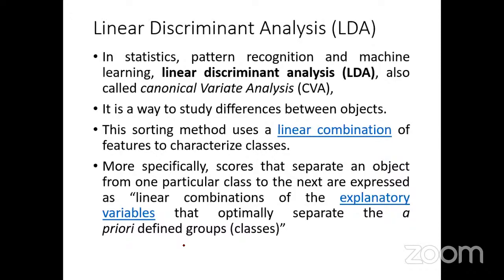We sort our data set based on a linear combination with respect to some feature characteristics of the classes, so we can discriminate our data set into different groups. Whenever we use discriminant analysis, we generate scores that separate an object from one class to the next, expressed as a linear combination of the different explanatory variables, which can optimally separate our classes. With the help of discriminant analysis, we make groups in different classes.